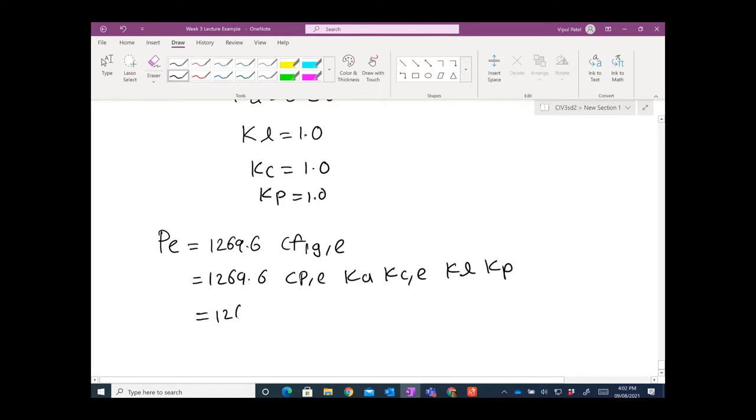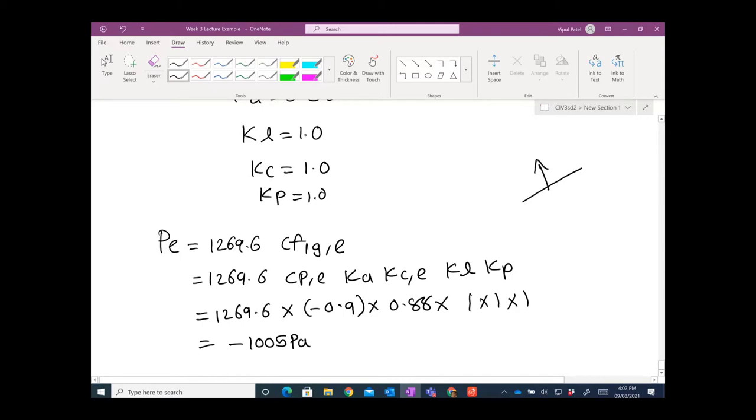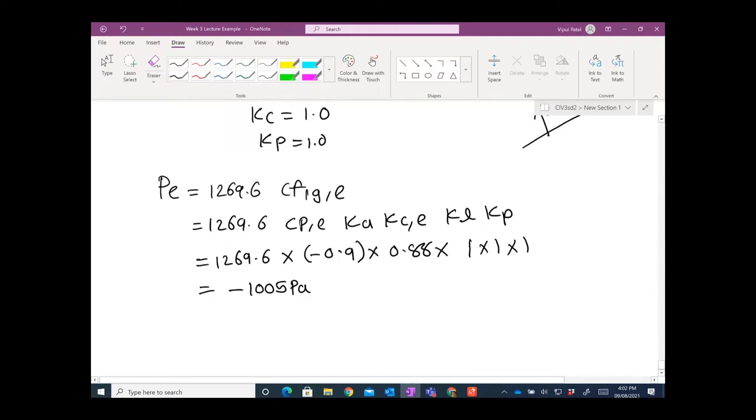So 1269.6, the CPE value was minus 0.9, KA value was 0.88, we just got it, KCE is 1, KL is 1, KP is 1. So if you just work this out, the external pressure you will get is minus 1005 pascals, right? Meaning that it has this external pressure pull.